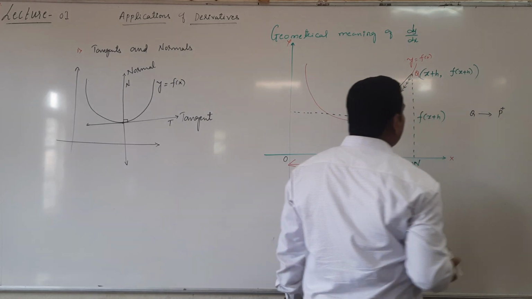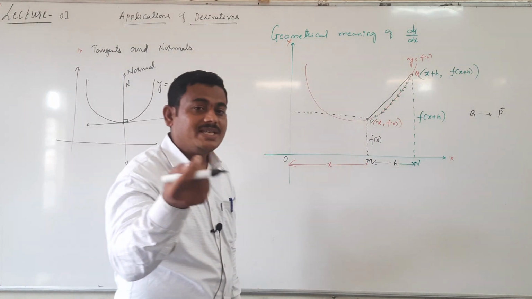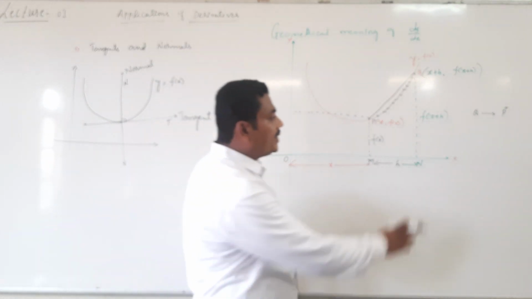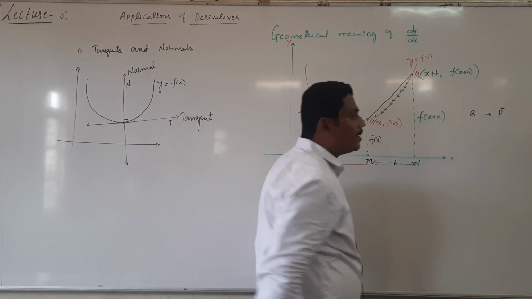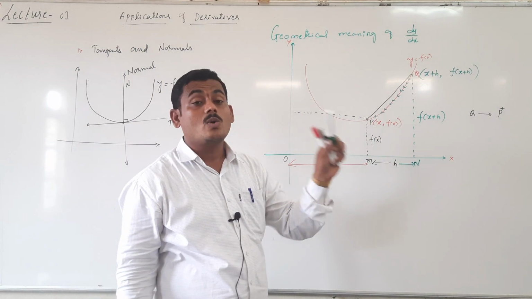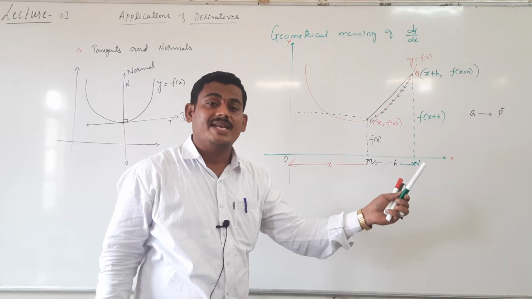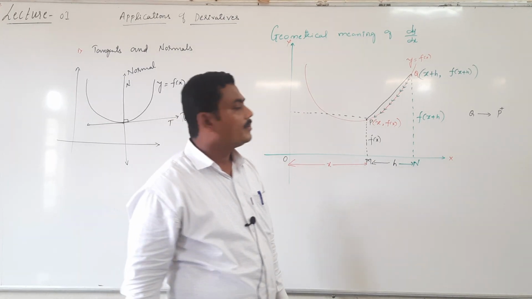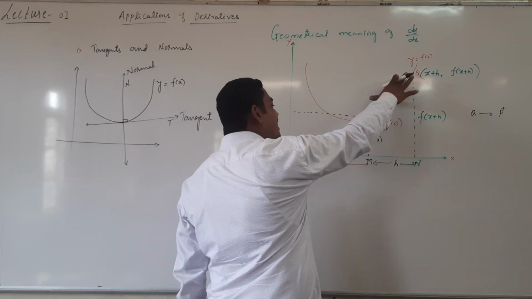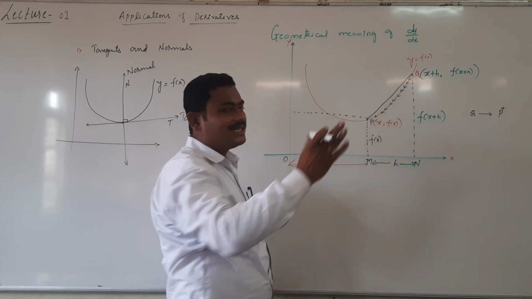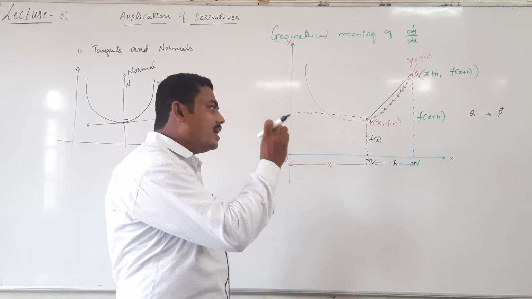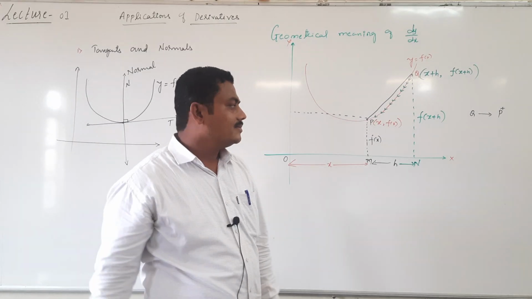Q approaches P. Approaches means it is very close to P. Q does not coincide with P, but it is very close to P. Once it is very close to P, this secant line is nothing but the tangent line, right? The secant line is the same as the tangent line when Q approaches P.